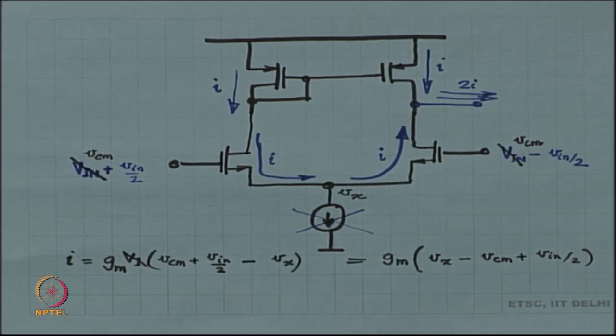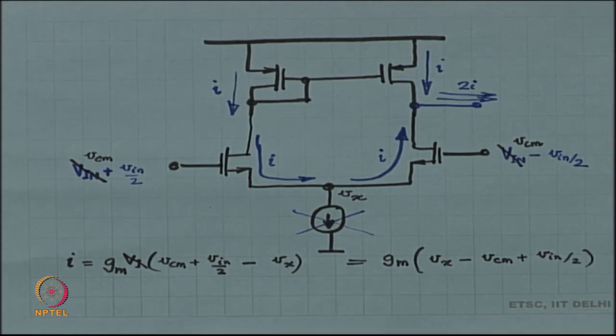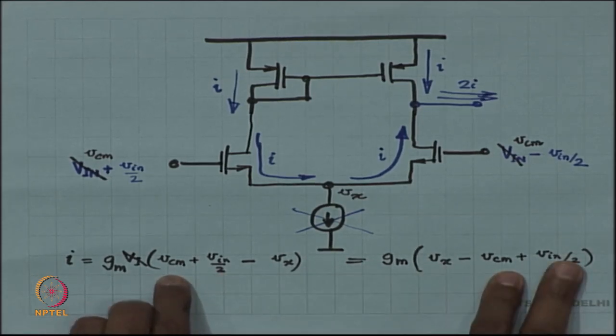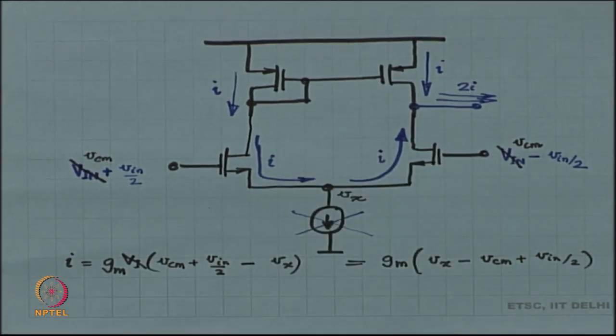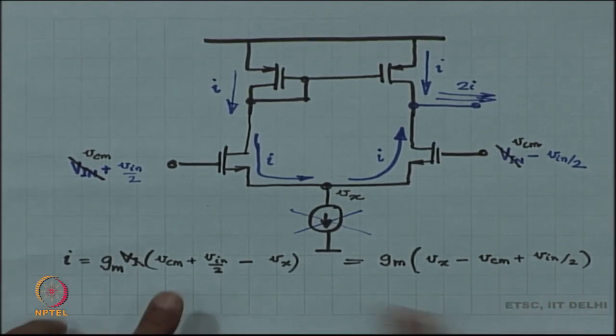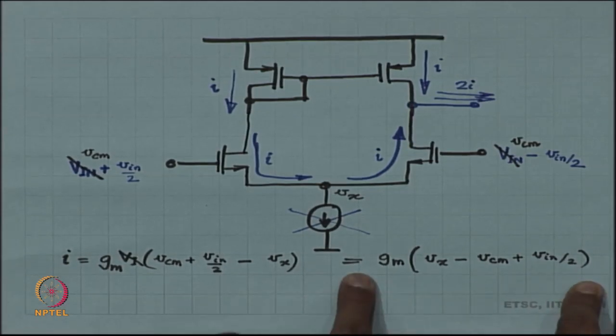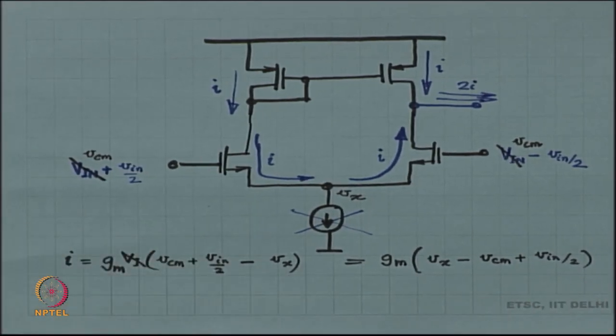So, gm times, so what are your unknowns over here? Your unknowns are Vx and I. These are your two unknowns. The knowns are Vcm and Vin. Okay, you have applied Vcm and Vin from outside, and the circuit responded by creating a Vx and generating an I. Okay, and I want to know what is the value of Vx, what is the value of I. What are they? So, you have got two equations, I equal to so much and I equal to so much, and this is equal to this. Okay, two equations, two unknowns.